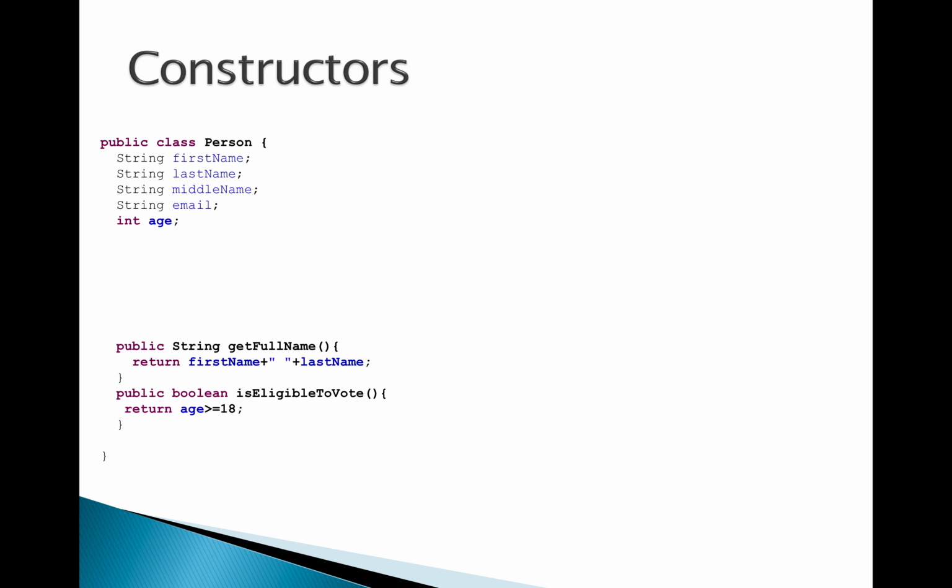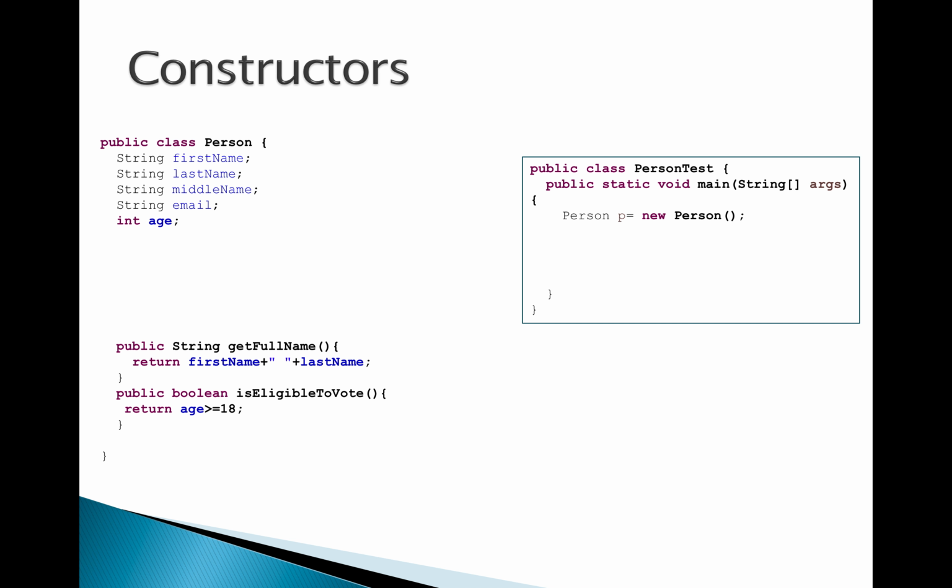So in this example of person, what we are trying to do here is we create a person object and we initialize the person object in our main method. So we do p.firstName, p.lastName, like that. We are trying to initialize the object in the main method. So instead of initializing the object in the main method, we can move that logic, the 3 lines of assignment statements, into an instance method.